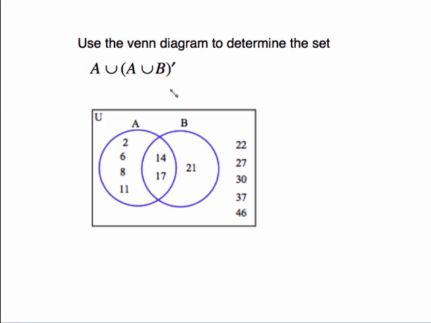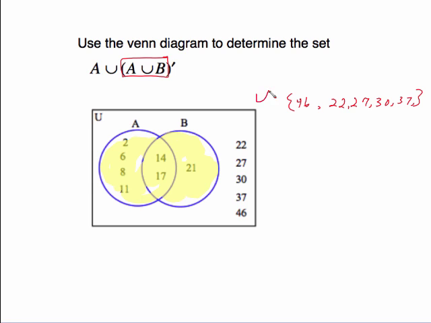A little more complicated with the Venn diagram. Remember your order of operations. We need to do what's inside here first. So A union B is all of this. But we need the elements that are not in A union B because of that apostrophe. So the elements that are not in A union B are these right here. So this is 22, 27, 30, 37, 46. I'm not going to fit over on that side. We'll put it in the front. So this is our A union B complement, or A union B not.